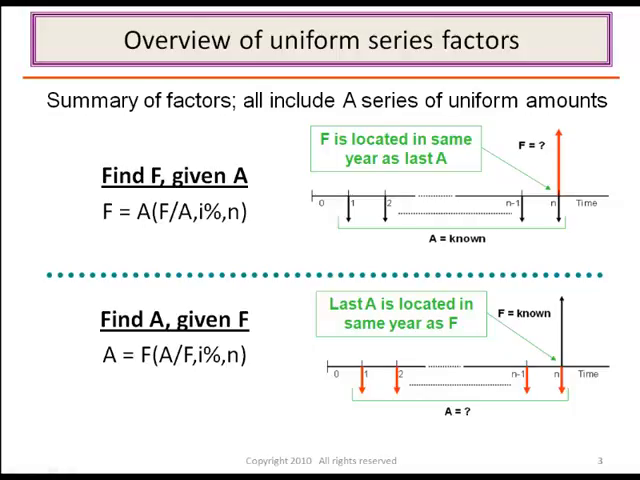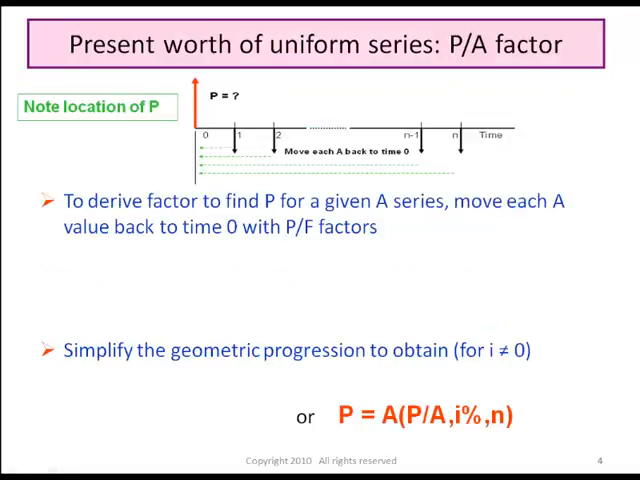The series A is constructed in the same way, but the amount F is located in exactly the same period as the very last A value. For example, as shown in the lower diagram, F is known, or estimated, at period n, and the relation A is equal to F times (A/F, i, n), shown here, finds the equivalent uniform series A for periods 1 through n at a stated interest rate i. Now, let's get to some details to discover how these factors are derived and how to use them to answer questions. First, we'll consider the P/A factor.